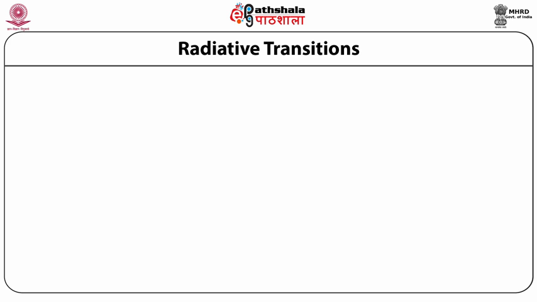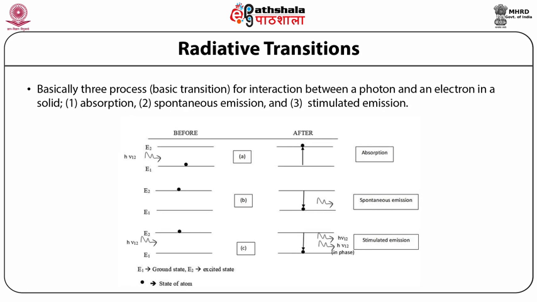Radiative transitions. Basically, three processes for interaction between a photon and an electron in a solid are: first is absorption, second spontaneous emission, and third is stimulated emission. This figure shows these three possibilities of transition of an atom from the energy level E2, that is the higher energy level, to E1.